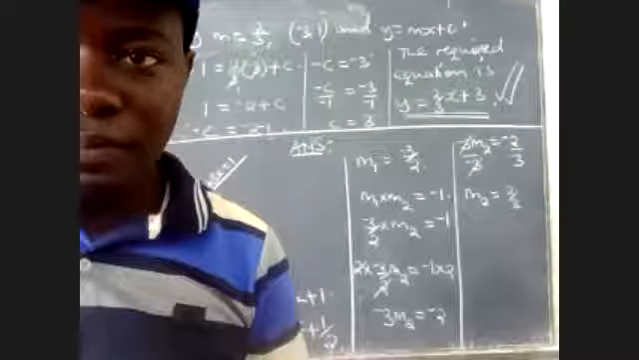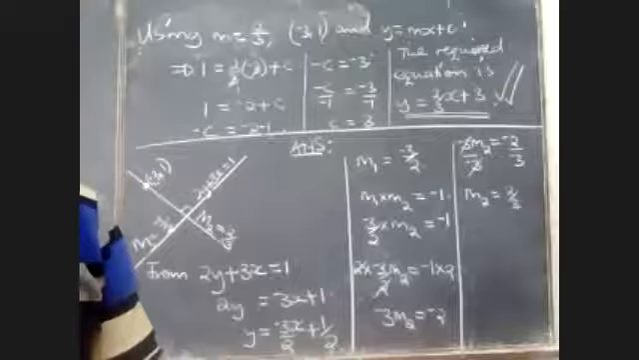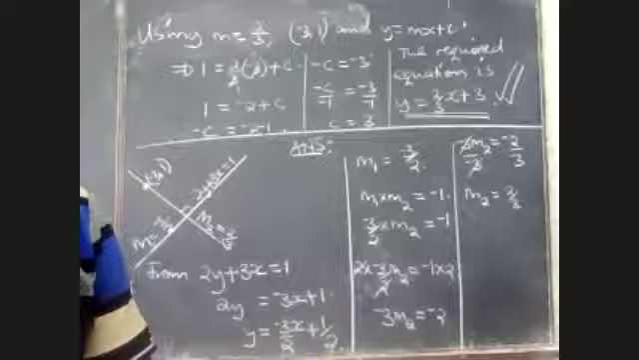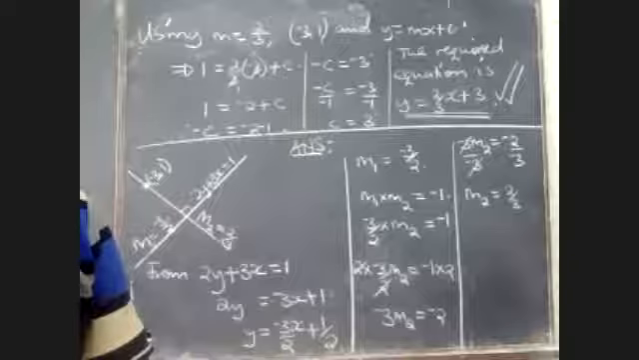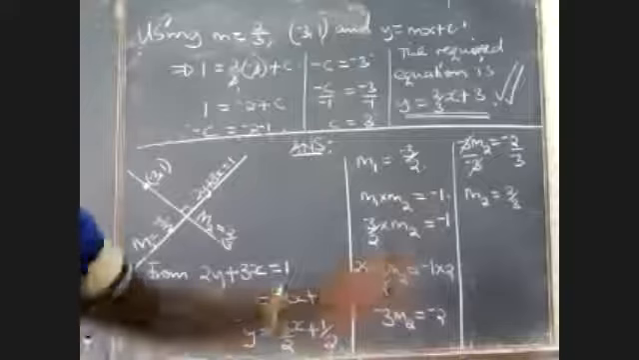The question says to find the gradient. You read the question if you wrote it. Maybe can you please read the question? Yes? Betty, have you come a little late? Maybe I read the wrong question, but maybe I missed something. Read the question you have, because I put it on the board here. Find the gradient of a line perpendicular to another line whose equation is 2y plus 3x is equal to 1.